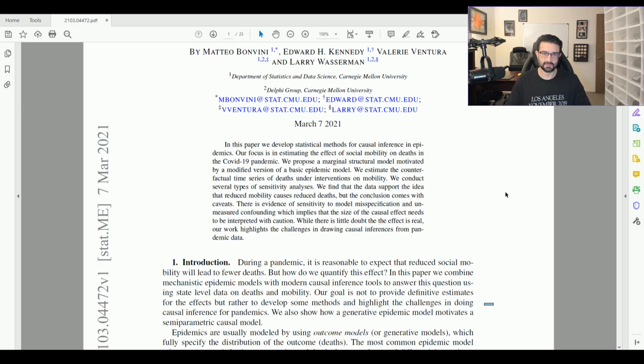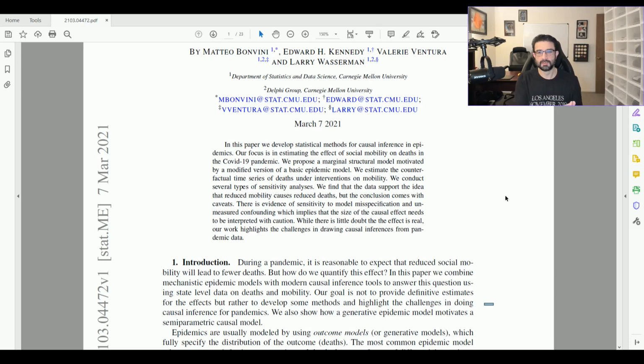In this case, it isn't actually labeled abstract like it was in the last one, but you can tell. So this paper is focused on causal inference in epidemics, specifically on mobility. So how able was a population to move around? How mobile was that population? And how does mobility, their specific metric for mobility, how mobile was a population? How much did they move around?